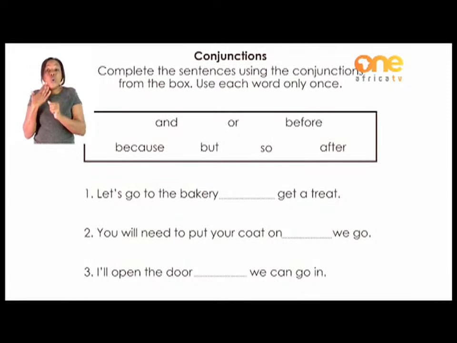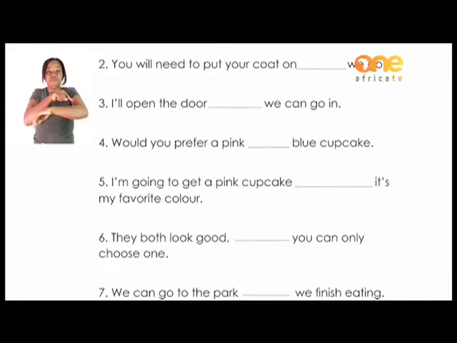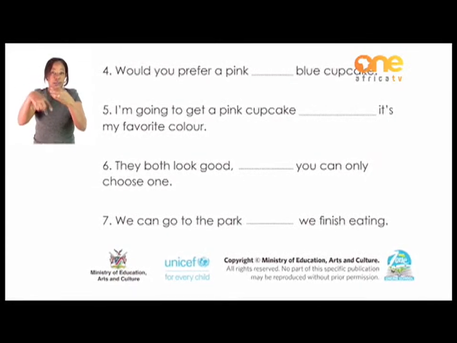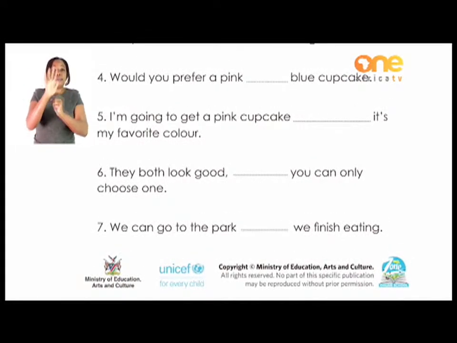Okay, number 2, you will need to put your coat on, we go. Number 3, I'll open the door, we can go in. Number 4, would you prefer a pink, blue cupcake? Number 5, I'm going to get a pink cupcake, it's my favorite color. Number 6, they both look good, you can only choose one. Number 7, the last one, we can go to the park, we finish eating. Which conjunction do you think will best fit the statements?